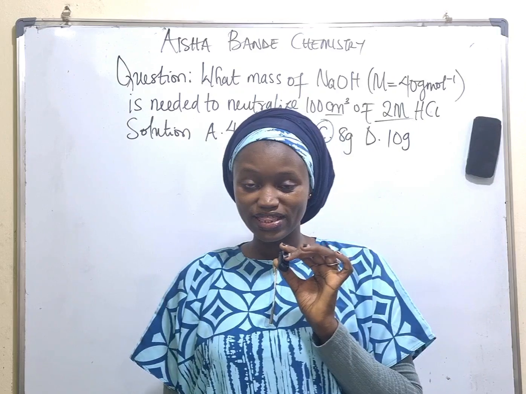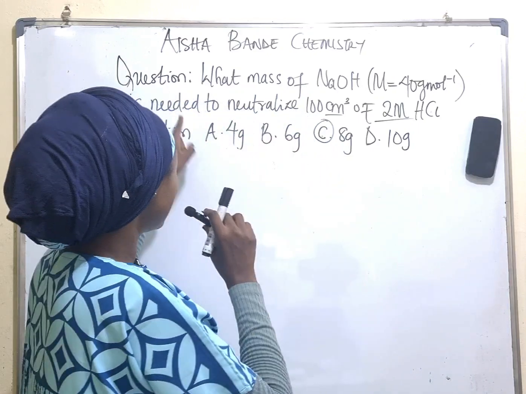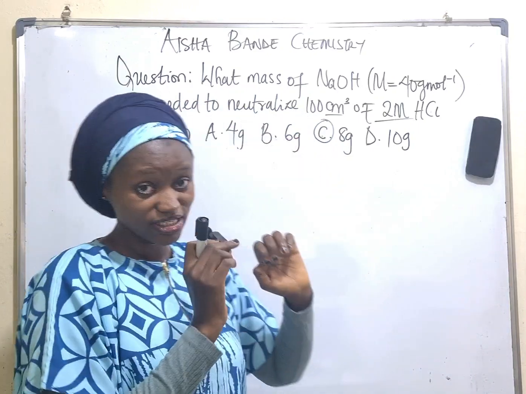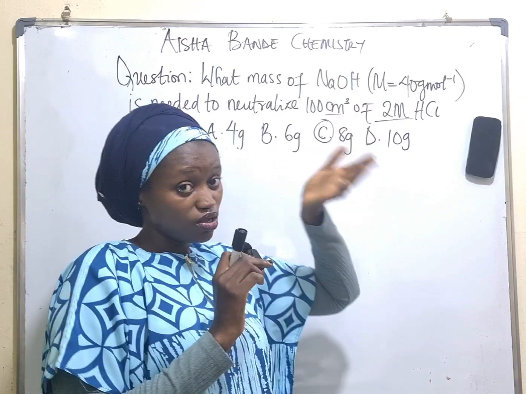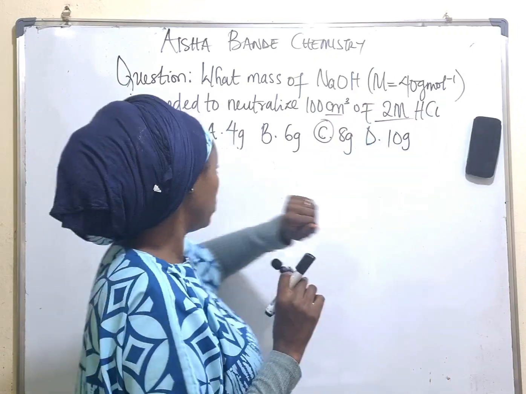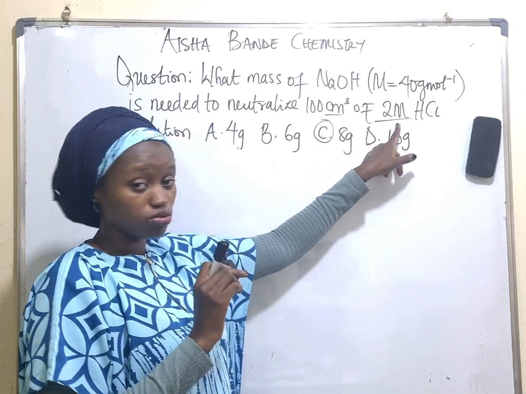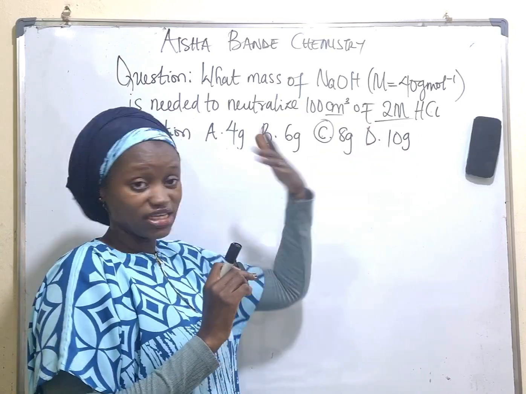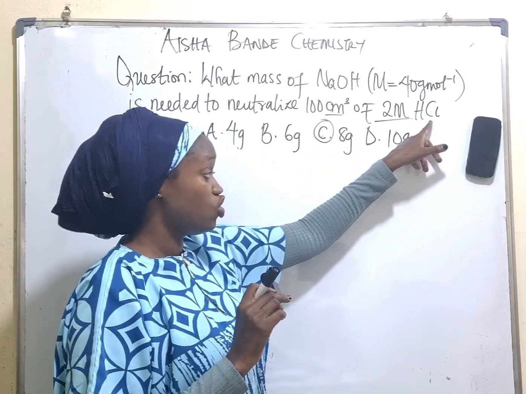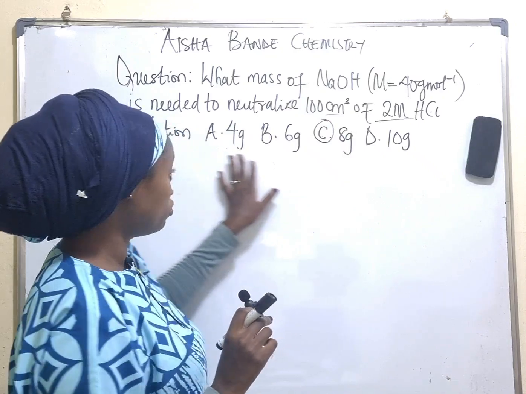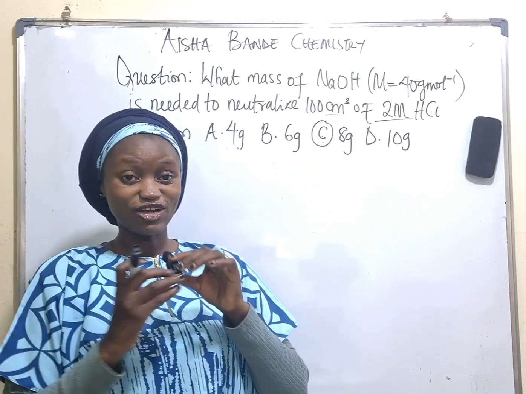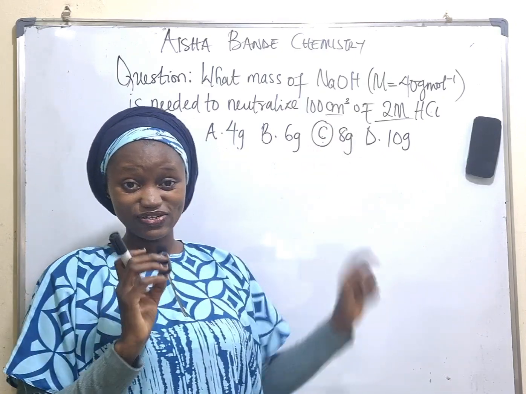Let's learn chemistry together. The question on the board says, what mass of sodium hydroxide, given the molar mass of 40 gram per mole, is needed to neutralize 100 centimeter cube of 2 molar, or 2 mole per dm cube, which is the same thing, of HCl. We have four options, so let's see if option C, 8 grams, is the correct answer.